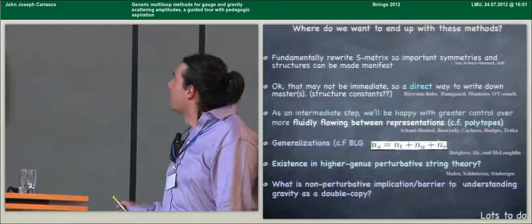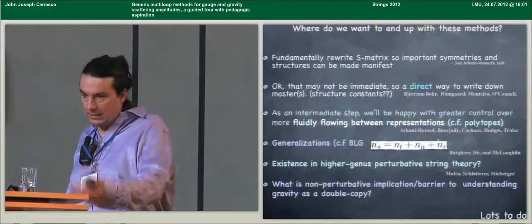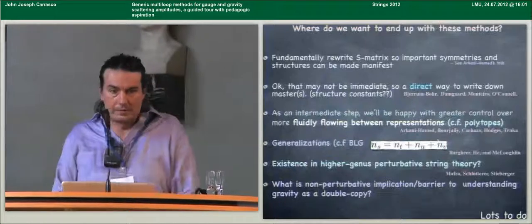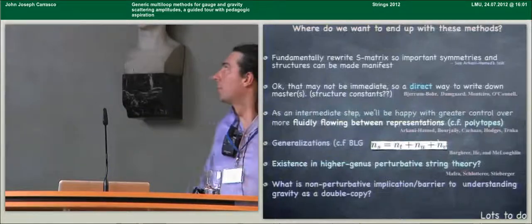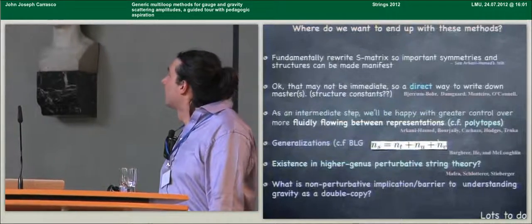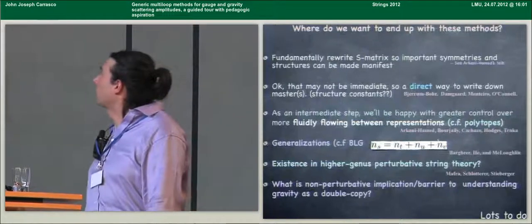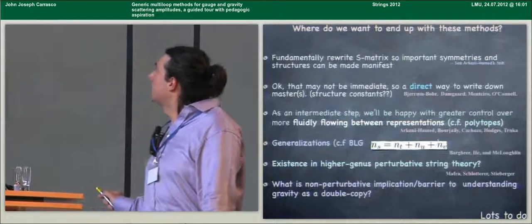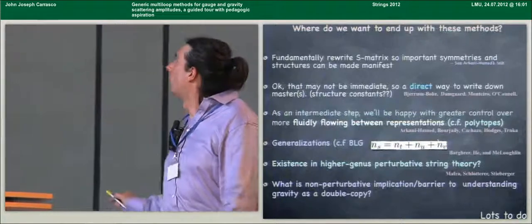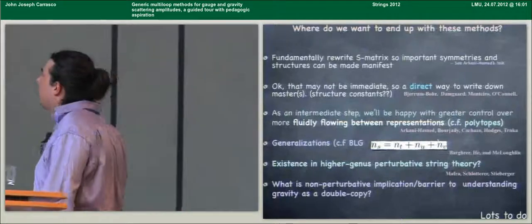So what we'd like is a direct way to write down masters, to write down the independent bits of information, write down things such that they automatically satisfy Jacobis. So the kinematic structure constants that extend to loop level. And there's ongoing work by these guys on exploring this, and I think they have all plus helicity at one loop in a color kinematic satisfying way.